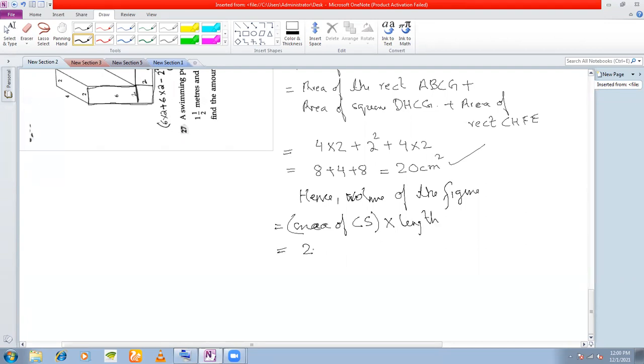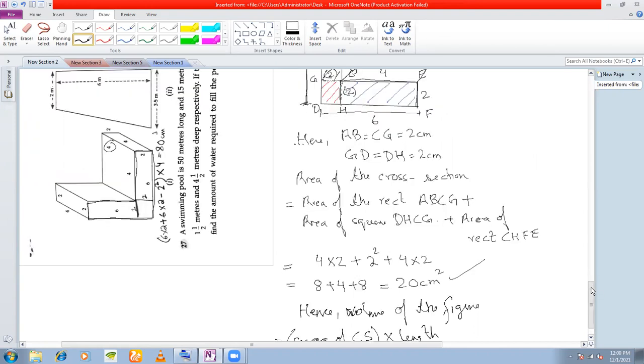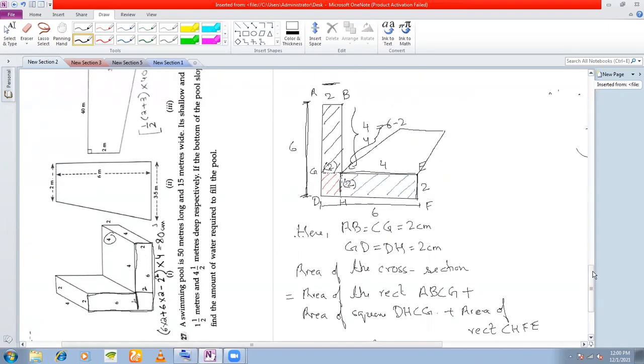Area of cross section is 20 and its length is 4. The volume is 80. I have not understood. Which one? The volume one. You could not understand the length, right?